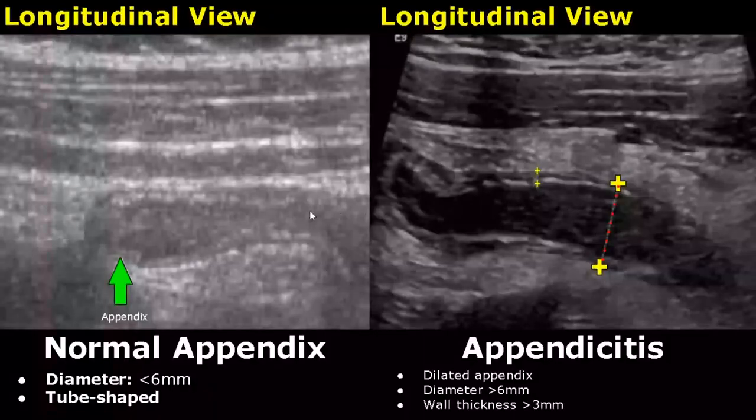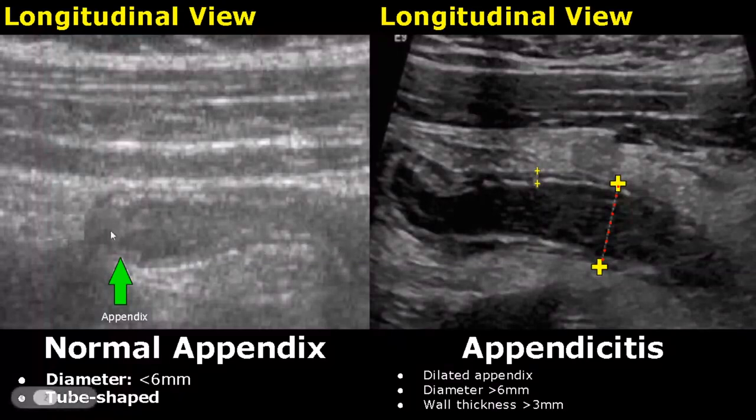Today we will study appendix ultrasound. The appendix is a tube-shaped organ in the right iliac fossa. It arises from the cecum. A normal appendix can be hard to find. The diameter must be less than 6 millimeters.